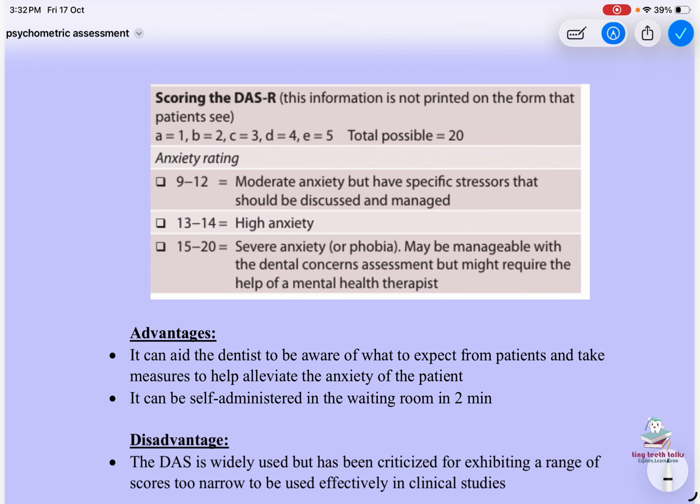This scoring is for us, not for the patients. A is equal to 1, B is equal to 2, C is equal to 3, D is equal to 4, and E is equal to 5. So five options and four questions, so the total is 20. If the score is between 9 to 12, then moderate anxiety but with specific stressors that should be discussed and managed. If it is 13 to 14, then high anxiety. If it is between 15 to 20, then severe anxiety or phobia, which may be manageable with dental concerns assessment, but might require the help of a mental health therapist.